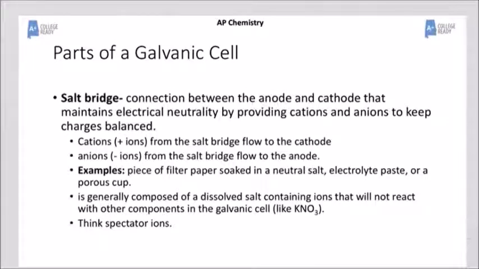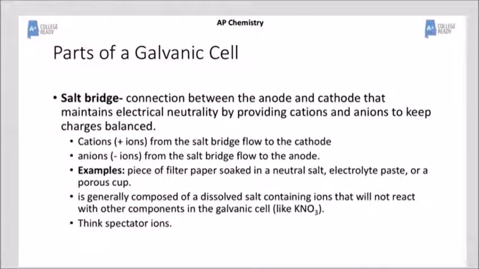Now in a galvanic cell, and we'll see a picture of this in just a minute, there's a pretty important component. In fact, the battery cannot operate without this, but it's called the salt bridge. This is a connection, and it's a different connection beside the wire. They're two separate things. This connection between the anode and cathode usually contains a dissolved salt, typically made up of spectator ions, meaning ions that aren't going to react with anything. We just want these ions to be present, and their purpose is to maintain electrical neutrality.